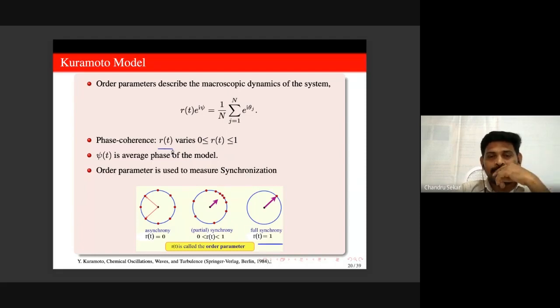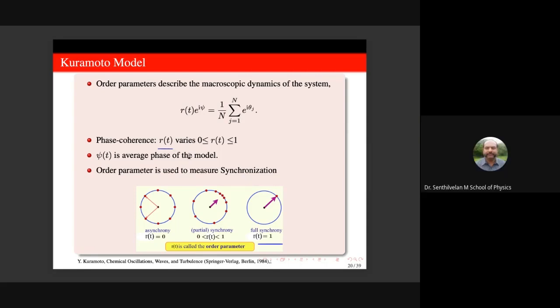Sometimes it's called a measure of... I forgot the name. Okay. So the order parameter is used to measure the synchronization.